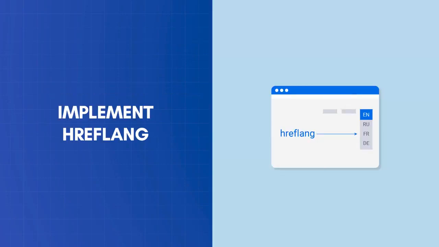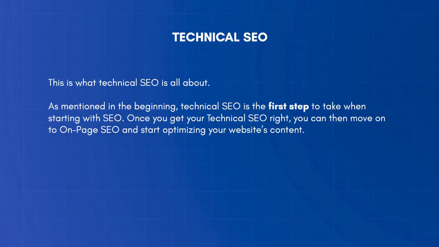This is what technical SEO is all about. As mentioned in the beginning, technical SEO is the first step to take when starting with SEO. Once you get your technical SEO right, you can then move on to on-page SEO and start optimizing your website's content.